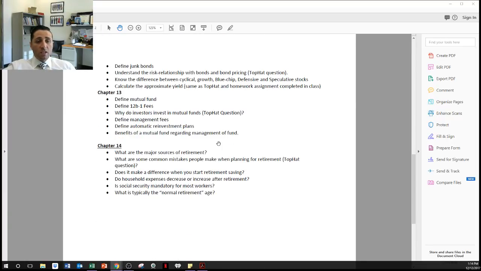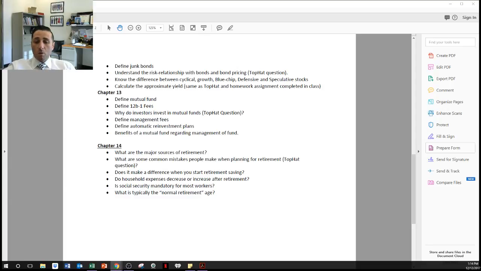Let's go to chapter 13, the mutual funds. We finished this one up today, and we started retirement. So let's see chapter 13 real quick. So chapter 13, what is a mutual fund, right? Define the mutual fund. Do you pick the securities or does somebody else pick the securities? What is that, right? Define the 12B-1 fees. We went over this all today.